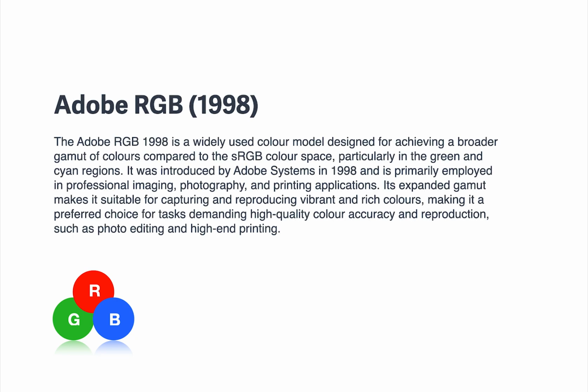Adobe RGB 1998 is a color space that was adopted as an industry standard for professional photography. This is because its gamut is significantly wider than that of the sRGB. It closely matches the gamut of a typical printing press, and nowadays high-quality computer monitors can also display the full gamut of this color space.